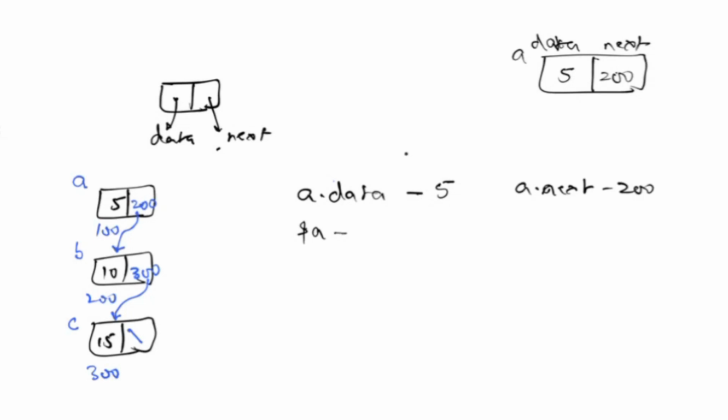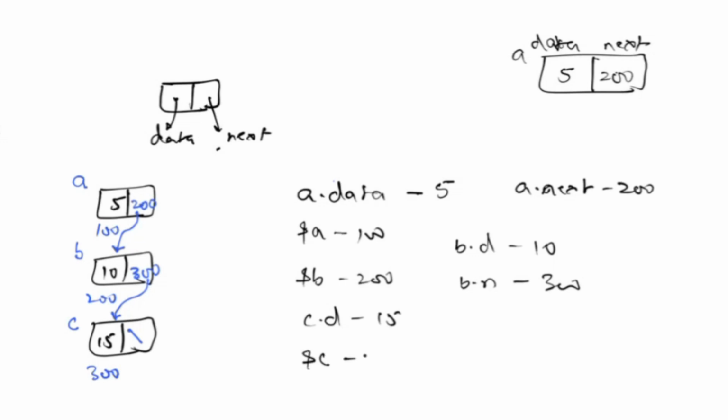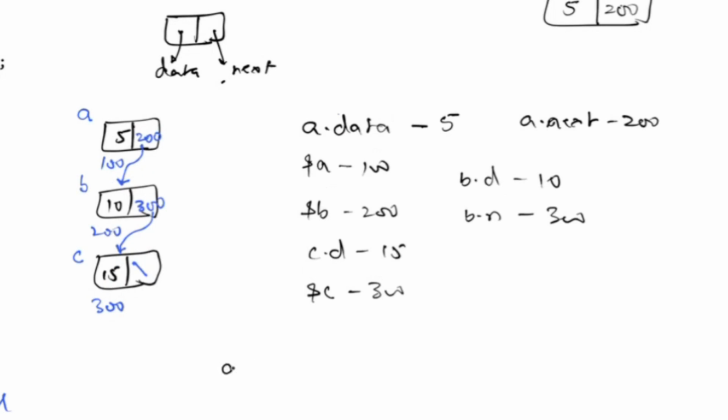If I say address of A, then what will get printed? We get 100, sir. Perfect. If I say address of B, then what will get printed? It will be 200, sir. If I say B dot data, then it will be 10. If I say B dot next, it will be 300. If I say C dot data, it will be 15, sir. If I say address of C, address of C is 300. Perfect.